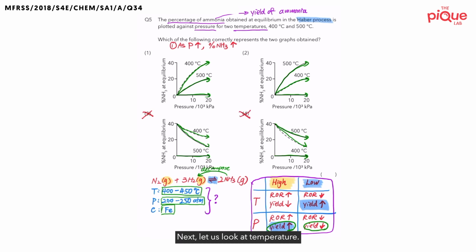Next, let us look at temperature. We have already established that at low temperature, yield is high, whereas at high temperature, yield is low. If we compare the two temperatures, 400 degrees Celsius and 500 degrees Celsius, we know that 400 degrees Celsius is at lower temperature as compared to 500 degrees Celsius. Hence, we expect the percentage of ammonia at 400 degrees Celsius to be higher than the percentage of ammonia at 500 degrees Celsius.